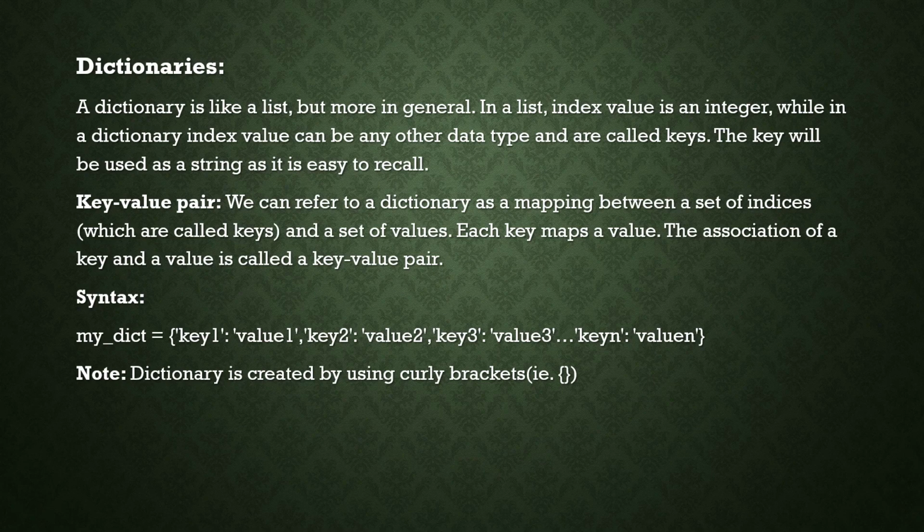Next, syntax: my_dict equal to, open curly parenthesis, where single quotes are used to represent the string, key1 colon value1, comma, key2 colon value2, comma, key3 colon value3, comma, etc., keyn colon valuen. Here is a very important note: a dictionary is created by using curly brackets, that means curly parentheses. Okay, these are about dictionaries. Next, move on to the next section.